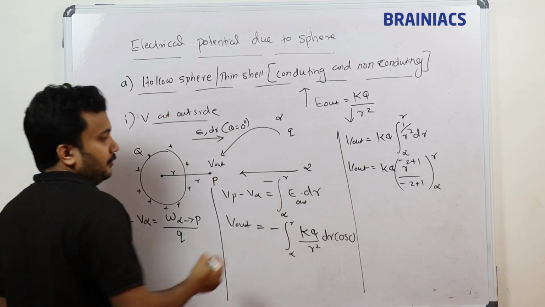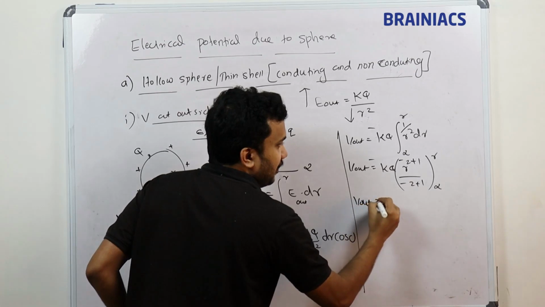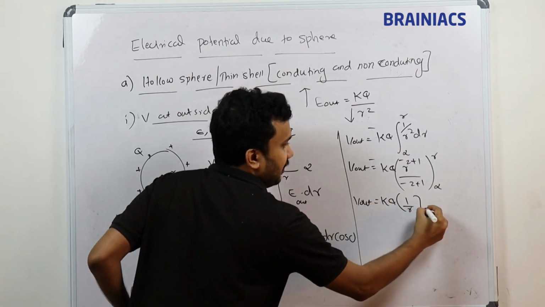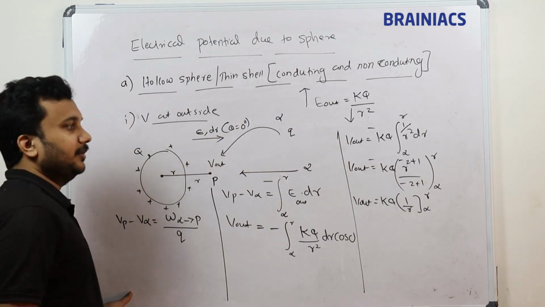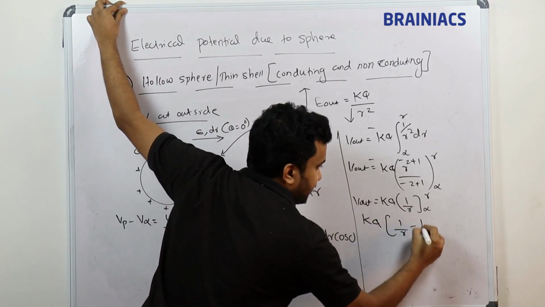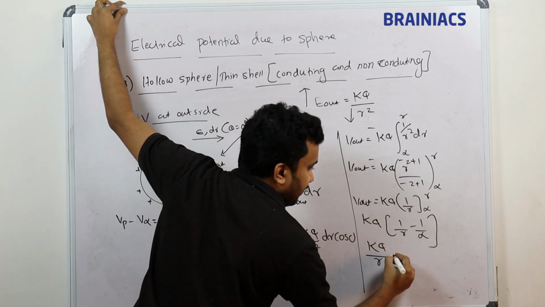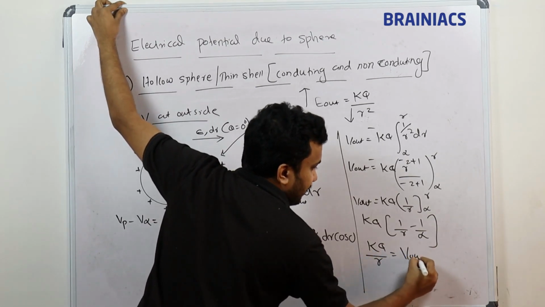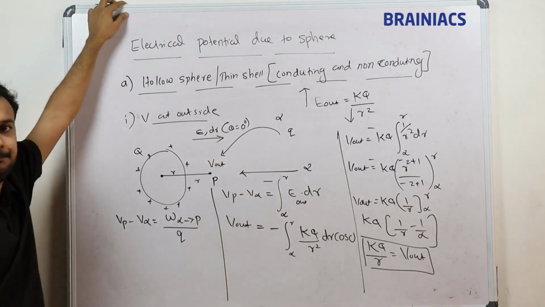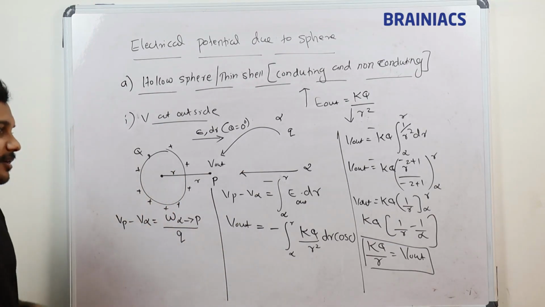So what comes? We already have a minus here. This minus and minus become positive. So V out will be equal to KQ into 1 by r. We have to apply the limit from infinity to r. So what is coming? KQ into 1 by r minus 1 by infinity. What is 1 by infinity? 0. So it is KQ by r. So the electrical potential outside the surface, at an outside point, will be equal to KQ divided by r.